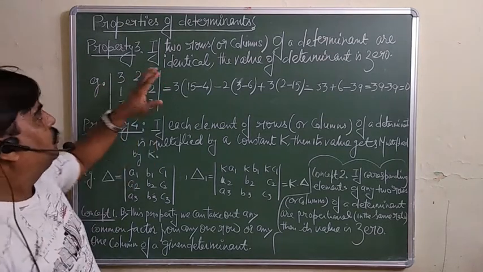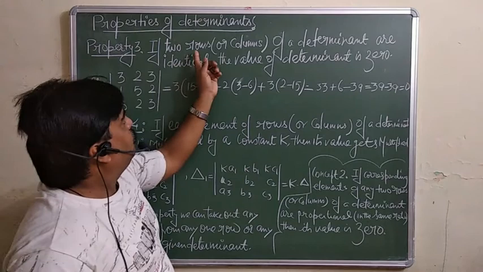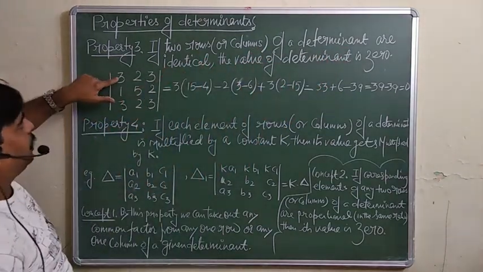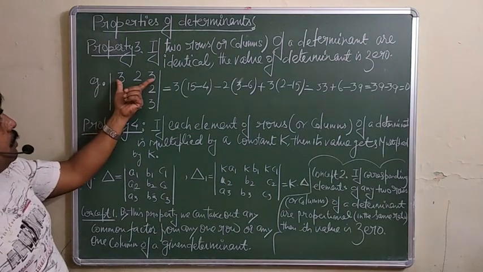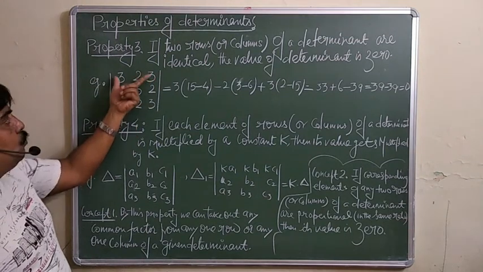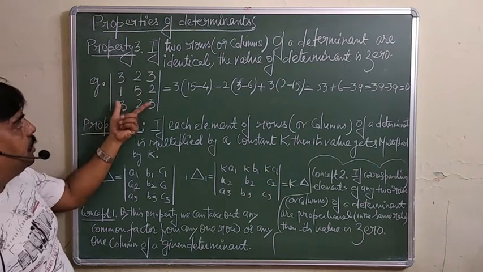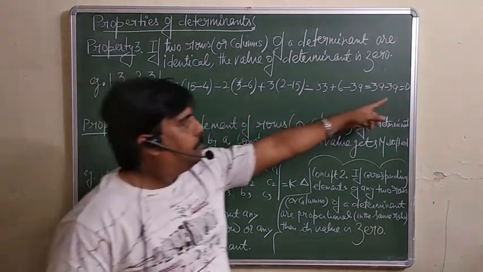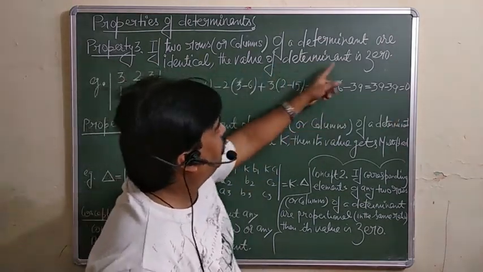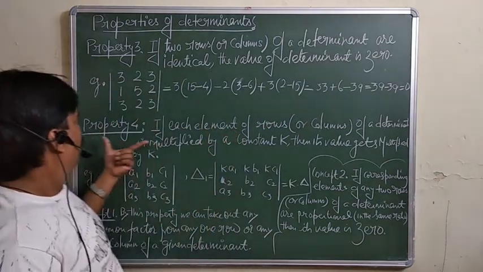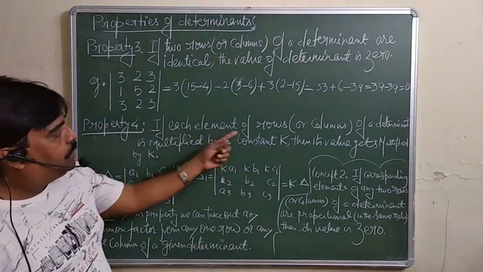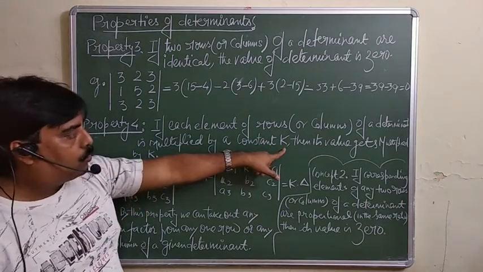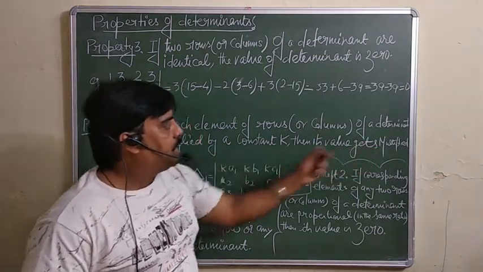Now the third property is, if any two rows or columns of a determinant are identical, meaning the same elements are there, then the determinant of this one will always be equal to 0, meaning the value of the determinant will be 0. The fourth property is, if each element of a row or column of a determinant is multiplied by any constant value k, then its value gets multiplied by k.